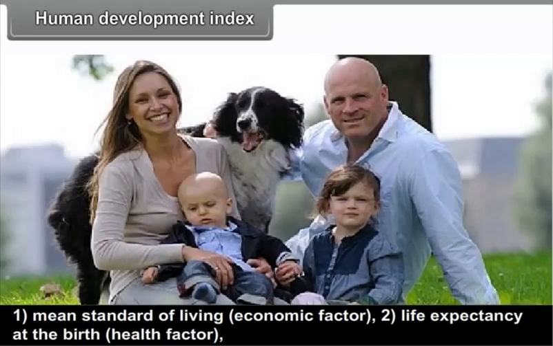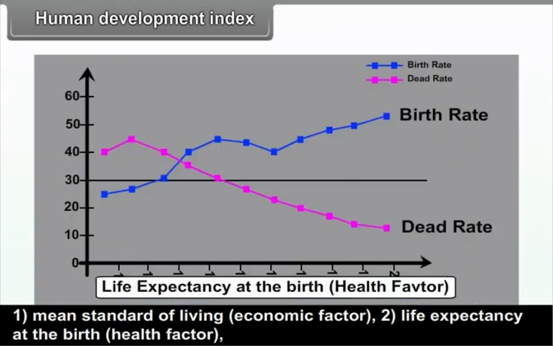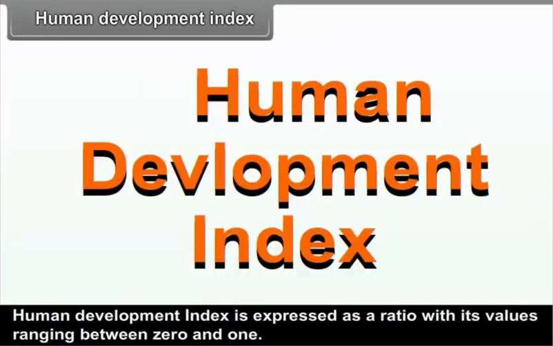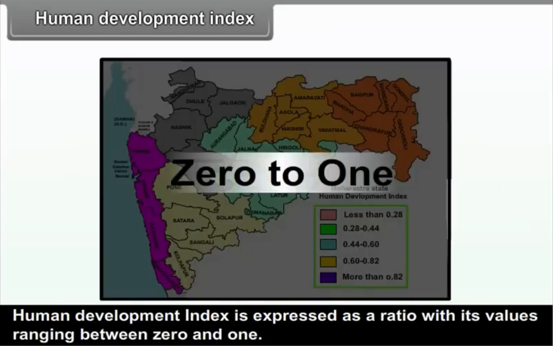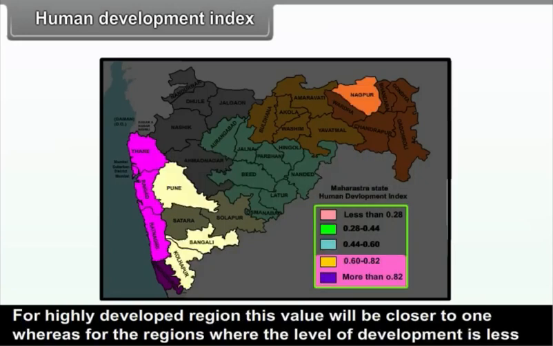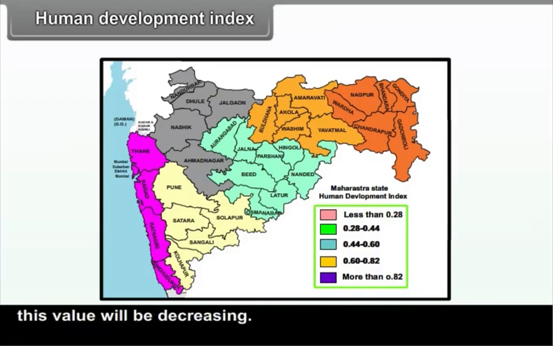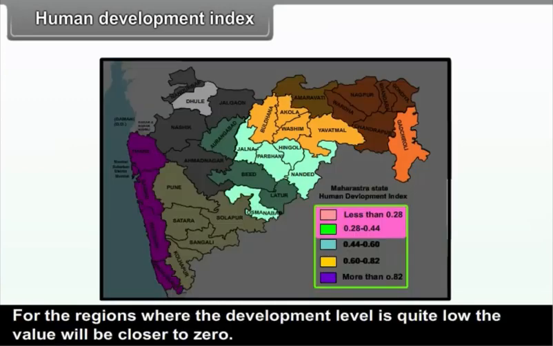Mean Standard of Living, Economic Factor. Life Expectancy at Birth, Health Factor. Duration of Education, Social Factor. Human Development Index is expressed as a ratio with its values ranging between 0 and 1. For highly developed region, this value will be closer to 1, whereas for the regions where the level of development is less, this value will be decreasing. For the regions where the development level is quite low, the value will be closer to 0.